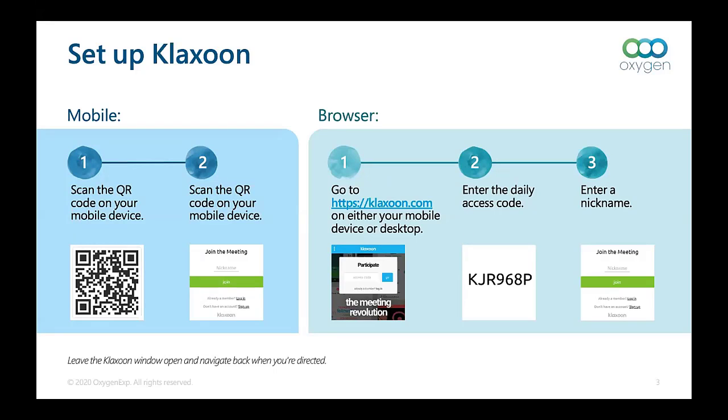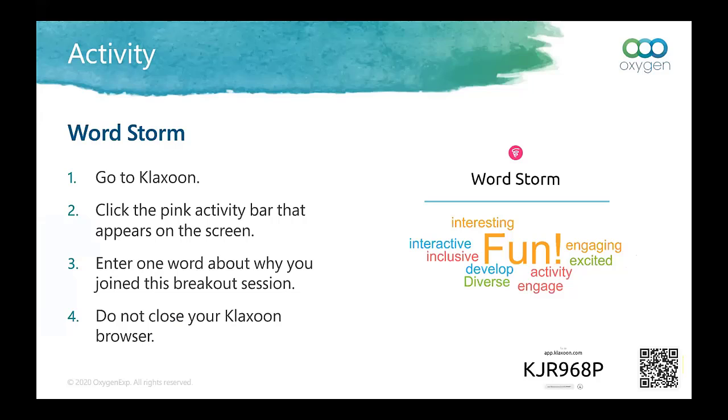We will move on and start our first Klaxoon activity. You're in Klaxoon and you should see a pink activity bar that appears on your screen. We just want you to enter one word about why you joined this breakout session. If you have to enter more than one word, we just ask that you put a hyphen in between the words so that it shows up on the screen.